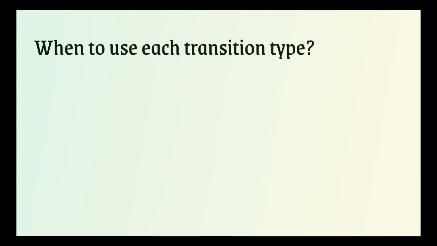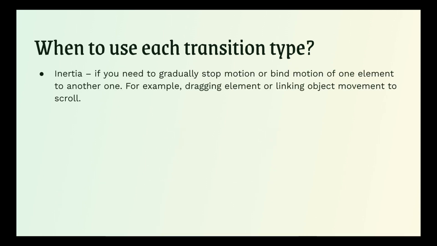So where would you want to use each transition type? Let's start with the easy one, inertia. You probably want to use inertia if you already have some kind of movement and you just want to stop it without it looking very sudden, just gradually stop it. An easy example from Framer Motion itself is the drag event. When the user drags the element and then lets it go, it won't stop right there where the user releases the mouse. It will continue moving, gradually slowing down until it stops completely. And that's what inertia does.